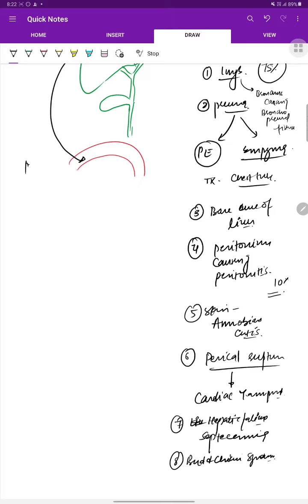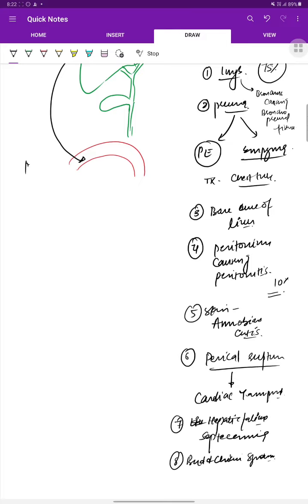Everyone knows Budd-Chiari syndrome. It is nothing but compression on the hepatic veins or inferior vena cava, leading to obstruction to the flow of blood towards the heart, which leads to decreased cardiac output and various heart related complications. The obstruction also leads to a rise in portal vein pressure and various other related complications.